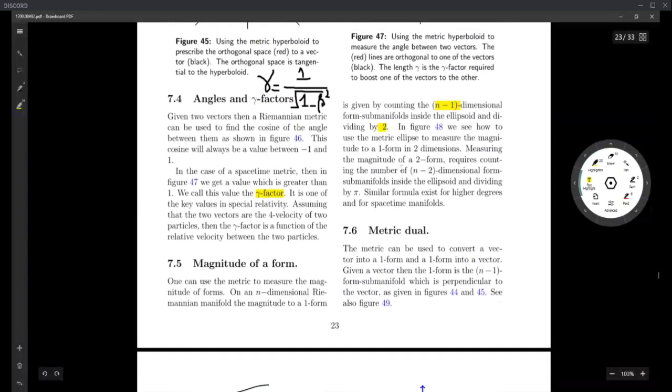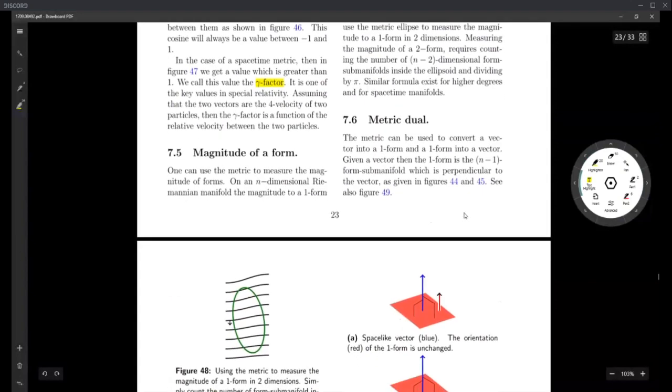If you want to measure the magnitude of a 2 form, then that would mean you just place an n-dimensional manifold on the 2 form, and you do (n minus 2) by 2, and you'll get the magnitude. So again, you have more and more formulas, but let's not go into that. Let's not get lost there.